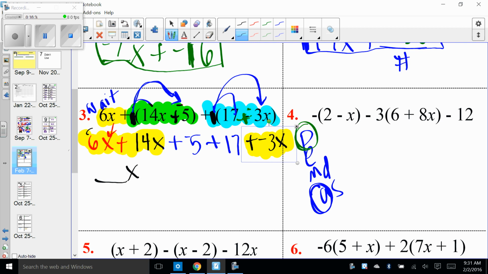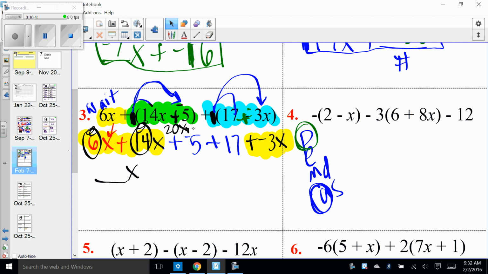Think about that. We have $6 in the bank, $14 in the bank, which means that we have $20 in the bank, 20 x's. And we're going to take away 3 of them. Leaves me with 17 x's. So we had 20, take away the 3 at the end there is 17 x's plus.